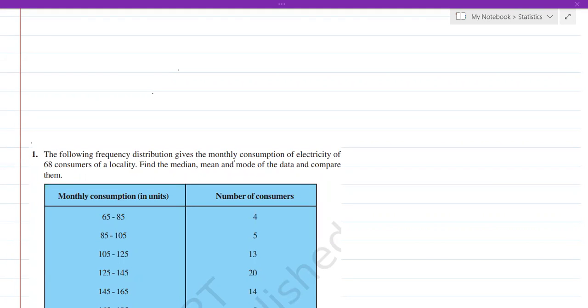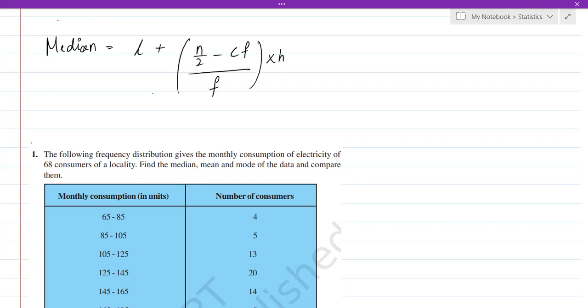Hello students. So in this video, let's start with median for group data. We have got a formula for median. To find median, L plus (n by 2 minus CF) divided by F, the entire thing multiplied by H. And what is L? Where L is the lower limit of median class. In mode it was modal class, here it is median class.